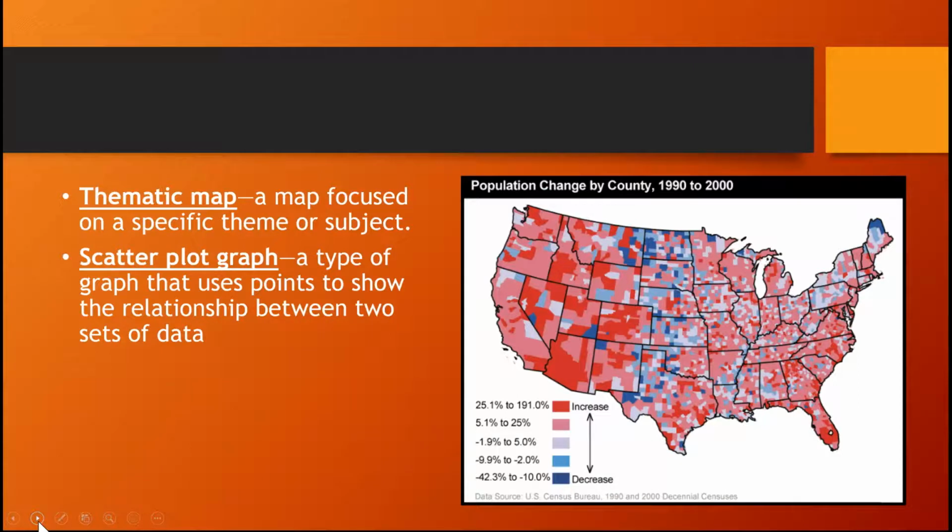A thematic map is a map focused on a specific theme or subject. If we look at the example on the right, this is a map that shows the population change by county. So you can see based on this map what areas have had a larger population and which ones have not. A scatter plot graph is a type of graph that uses points to show the relationship between two sets of data. You should have done this in math in middle school.